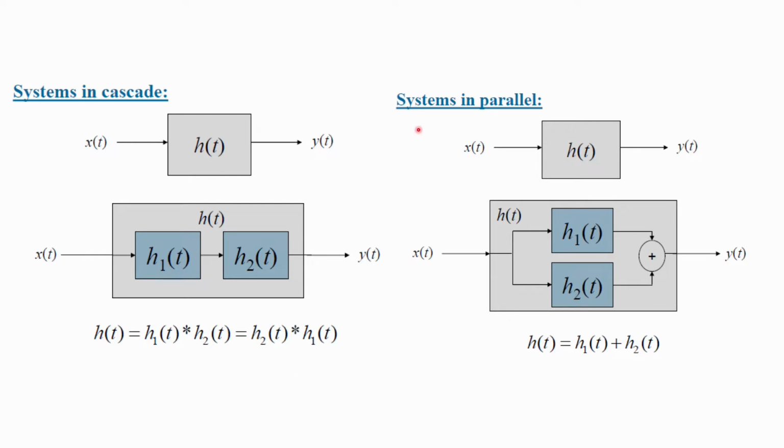So this is same as the associative property. Now you come to the systems in parallel. If two systems are connected in parallel, how do you get the output? Input is same, but it is given to two different systems. The output is added, it will give the output as y of t. So h of t is equal to h1 of t plus h2 of t. So this is similar to distributive property. So systems in cascade is the associative property. Systems connected in parallel is nothing but distributive property.